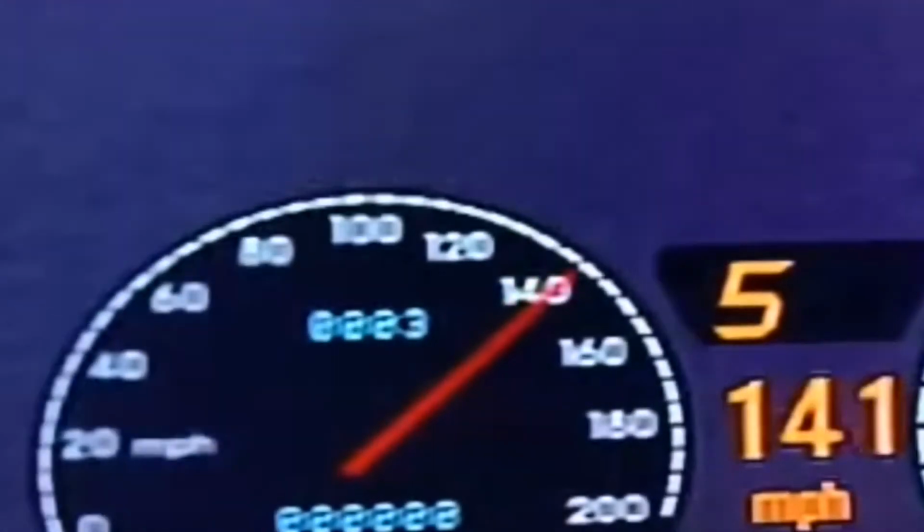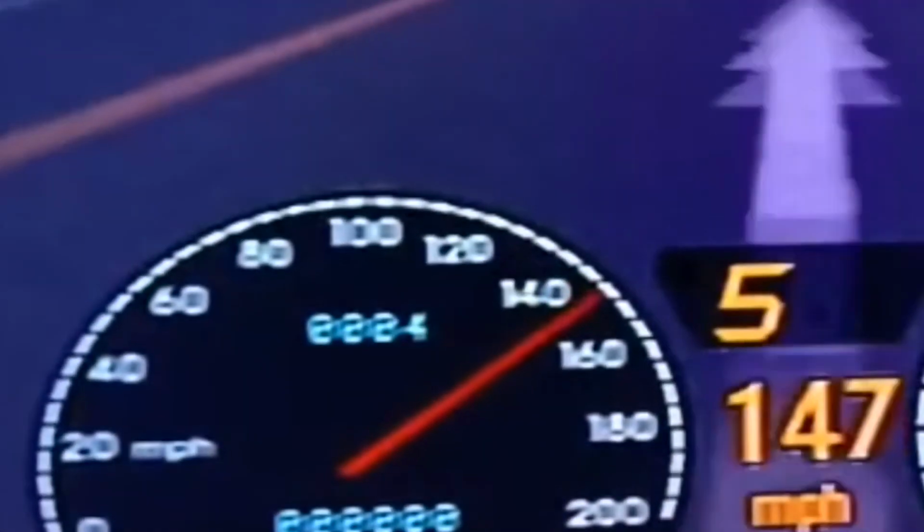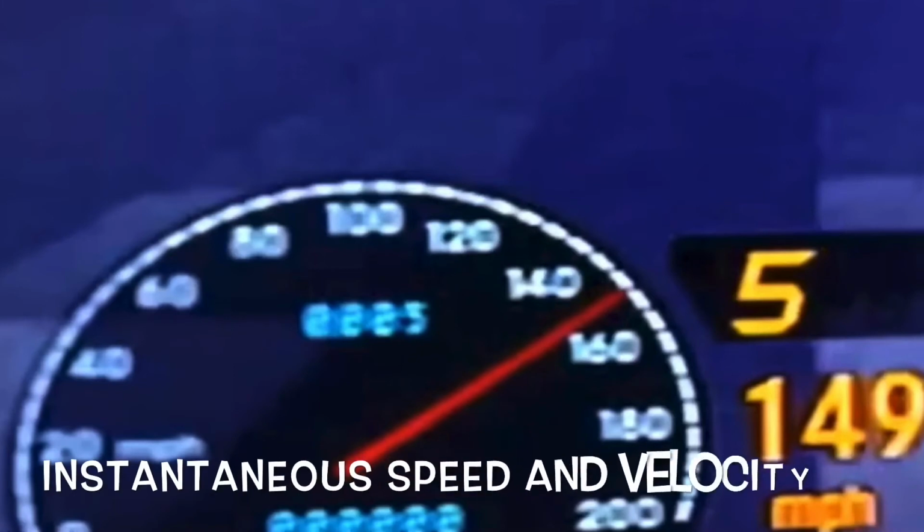Speedometer. A speedometer shows you the instantaneous speed, and if you add direction to that, it is instantaneous velocity. Instantaneous speed is always equal to the magnitude of instantaneous velocity. So in the case of instantaneous velocity or speed, we can use these words interchangeably for magnitude purposes.